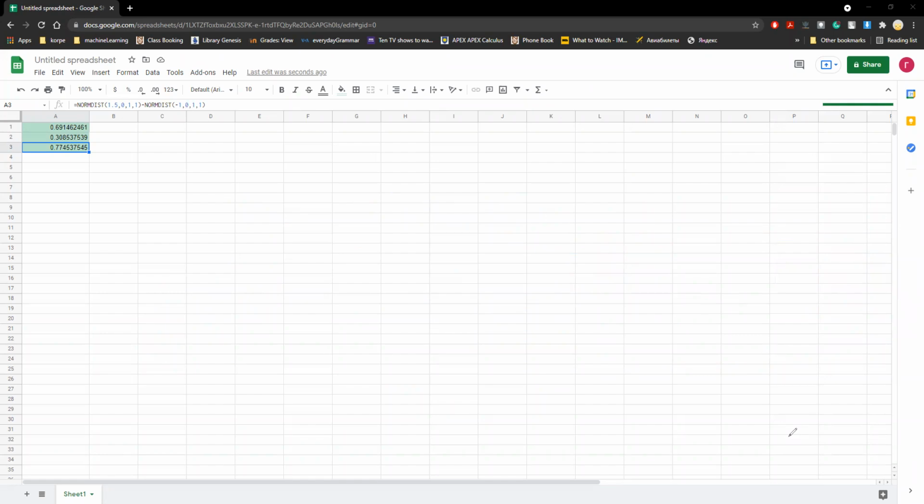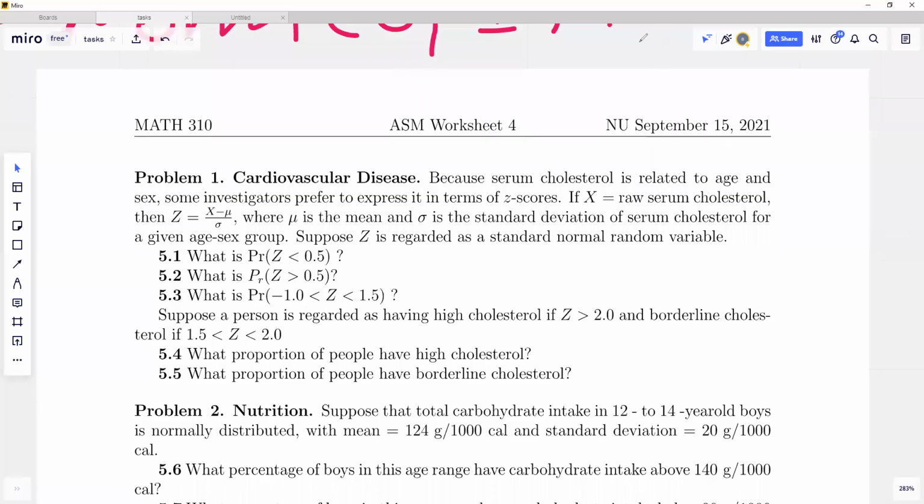All right, now next problem. Suppose a person is regarded as having high cholesterol if Z is greater than 2 and borderline cholesterol if Z is in the interval from 1.5 to 2. What proportion of people have high cholesterol? Okay, well, again, let's find that.